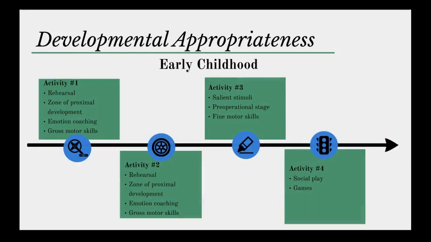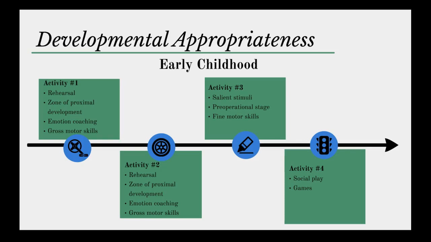Developmental appropriateness for early childhood in the first and second learning activities include rehearsal. Repeatedly pedaling the bike allows learners to use newly developed cognitive advances in executive function while their brains are still plastic and their ability to retain information is rapidly developing. These activities also operate within the learner's zone of proximal development, provide opportunities for emotion coaching by instructors, and allow them to use their gross motor skills to pedal the bike.